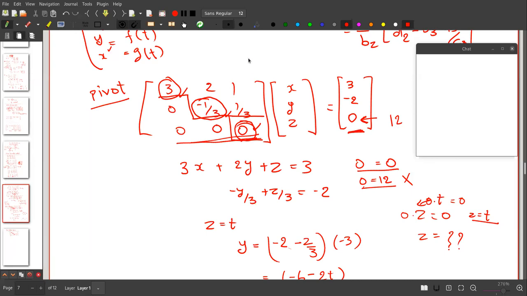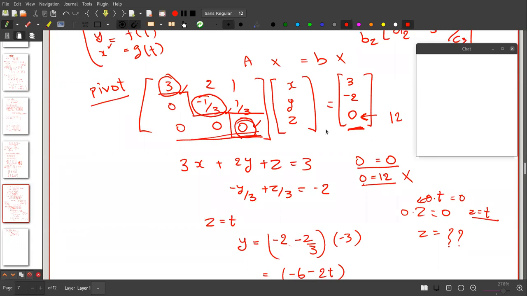So there is nothing like Ax equals b that we can say. It's wrong because we are getting 0 equals something. So in that case, we say that there is no solution. Okay, am I correct? If 0 equals 12, we say there is no solution.